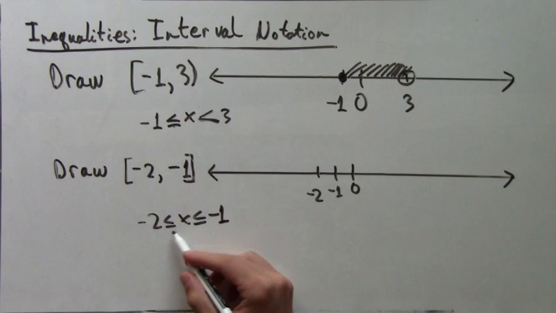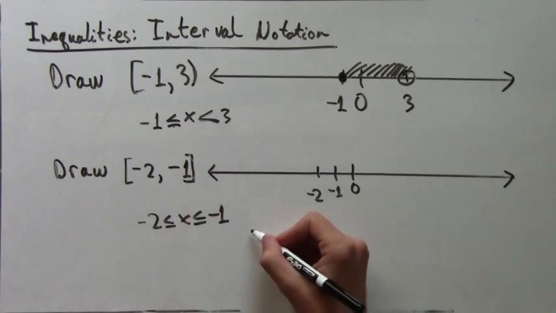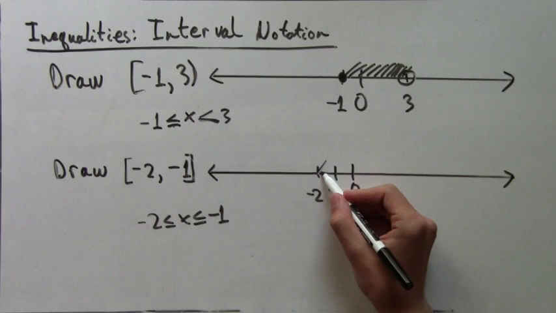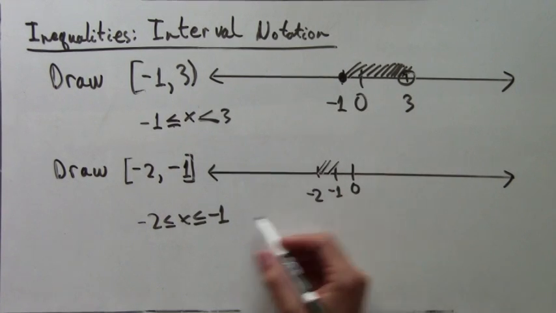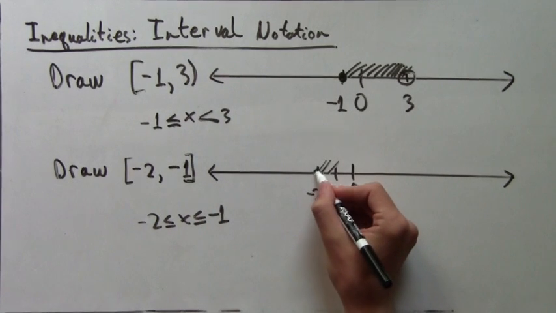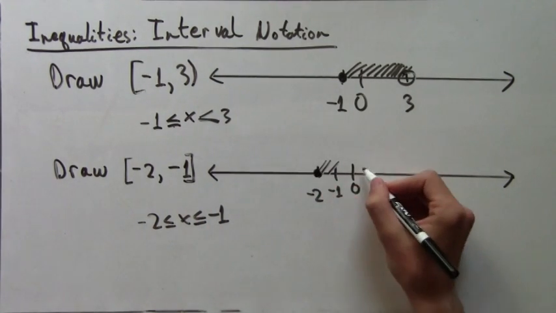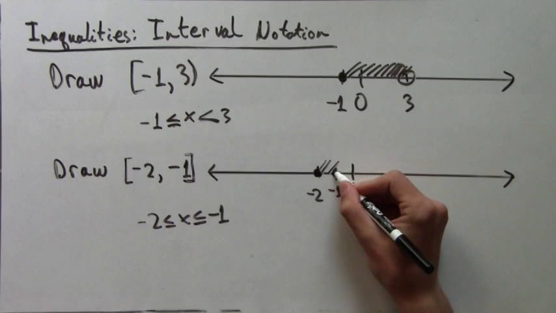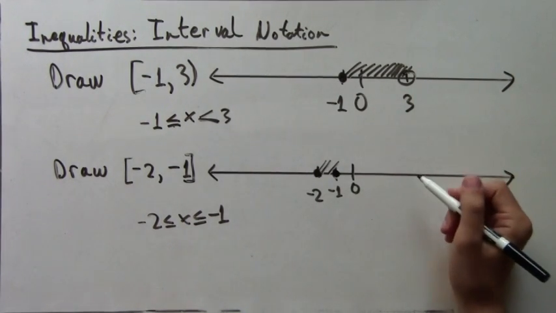It means that -2 is less than or equal to x is less than or equal to -1. We have two less than or equal to's because of these square brackets. So we have filled in dots. And everything in between, of course. So there we have drawn the set as well.